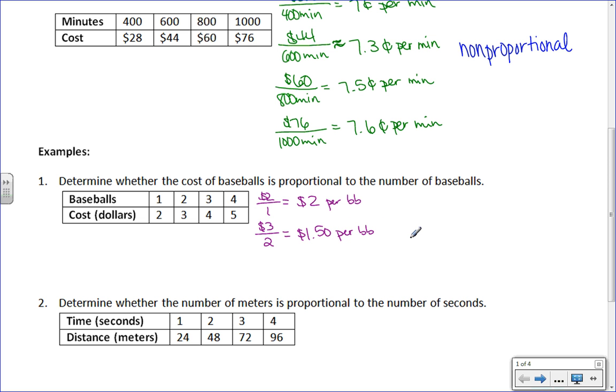Well, the question has to determine whether the cost of baseballs is proportional to the number of baseballs, but if these already are not the same rate, it's not going to matter what the rates are for these last two, because this clearly is not constant. So this one is non-proportional.